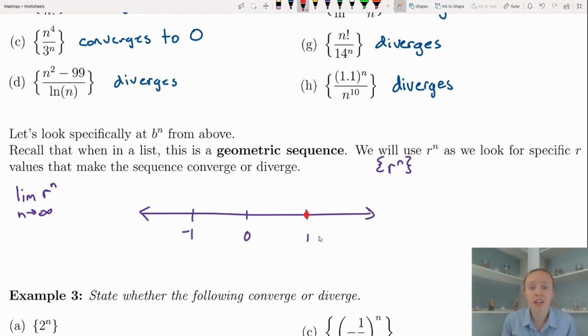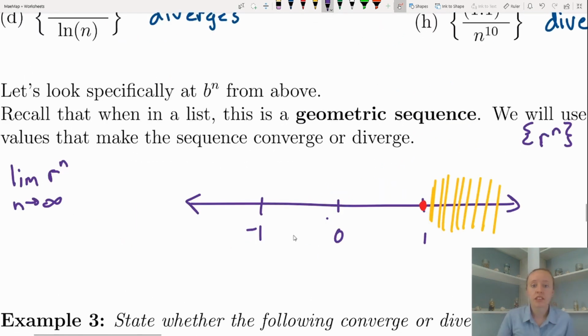Let's look at values greater than 1. If we have 2 to the n, 3 to the n, 4 to the n, think about taking the limit of that. That's going to approach infinity. So when I have values greater than 1, I'm diverging. So I'm going to go ahead and shade this area in yellow to represent that I'm diverging. Now let's think about if we had 0. 0 raised to the n as n approaches infinity is always going to be 0. So we're converging for 0 as well. So I'll fill that in as a dot.